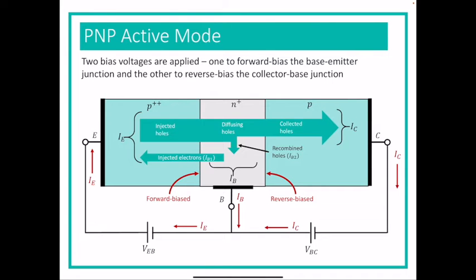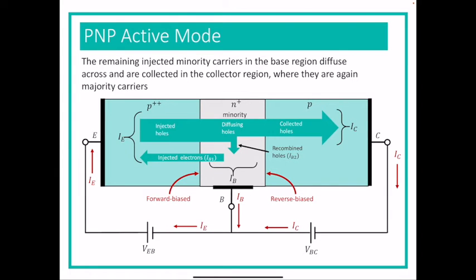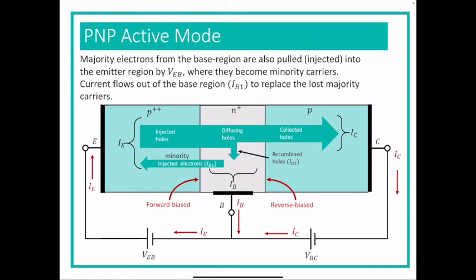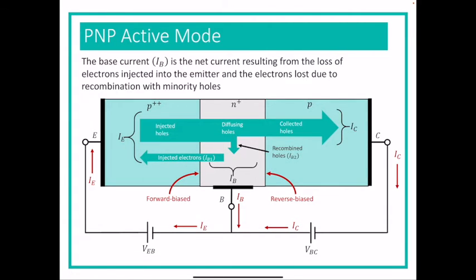It's just the current directions are different, but everything else is the same. So briefly, just going through the PNP active mode, I'm not going to dwell on it for a long time, but you notice it's exactly the same, except it's holes instead of electrons. So you have majority holes going over as minority holes and becoming collected as majority holes again, and it's really the exact same thing.